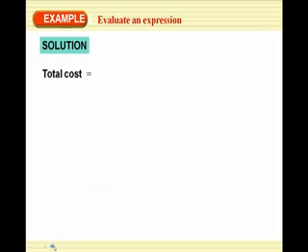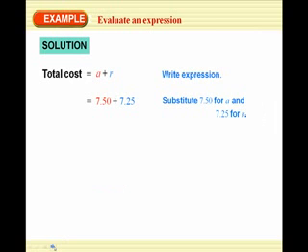So here's their solution. They're going to substitute the values in. They're going to add, so your total cost.